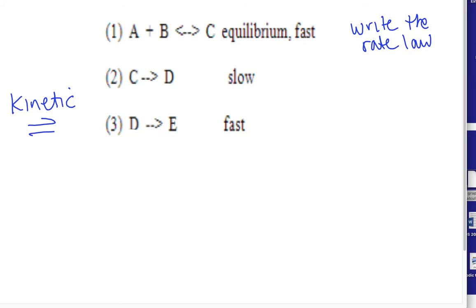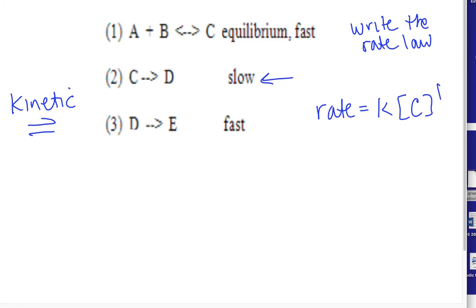Got it. All right. So if I ask you to write the rate law with the knowledge that you know right now, what would you say? Go to the slow step. Rate is equal to K times the concentration of C. There's only 1 in the slow step, so it's C first order with respect to C.